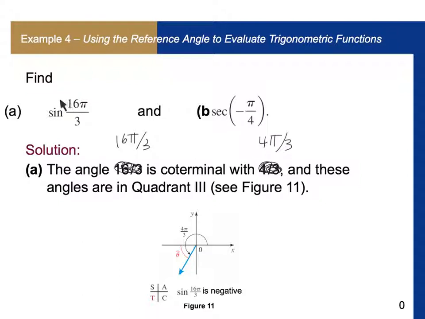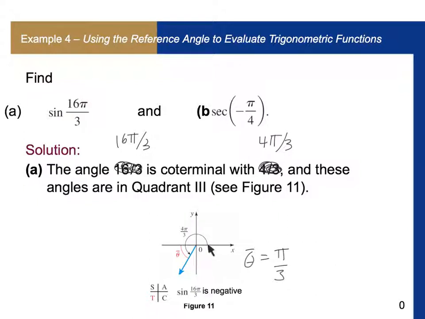Okay, so let's look at sine of 16 pi over 3. This will be question part A here. The angle 16 pi over 3 is coterminal with 4 pi over 3, because if we go around the circle once, that's 6 pi over 3, and then 12 pi over 3 would be circling around twice. And then another 4 pi over 3 would take us here. And we can see that takes us into the third quadrant. So we can see that our theta bar is going to be pi over 3.